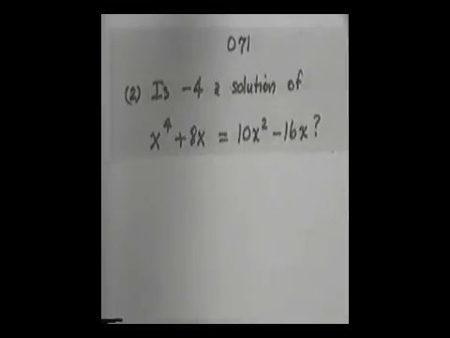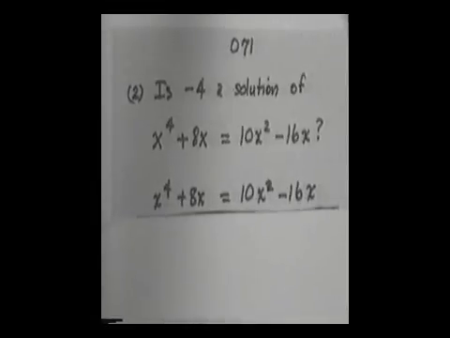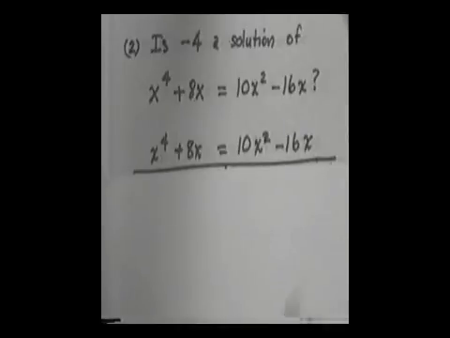Let's write the T format. First, we copy the equation that we're going to test. Copy it exactly as it is in the original. x to the fourth plus 8x equals 10x squared subtract 16x. We draw the line below the equation and the vertical line under the equals mark to make our T format.